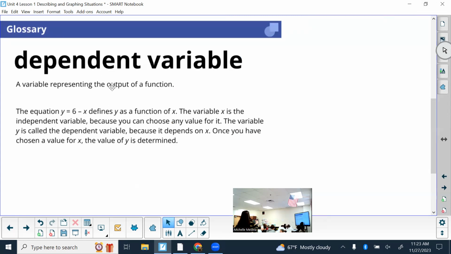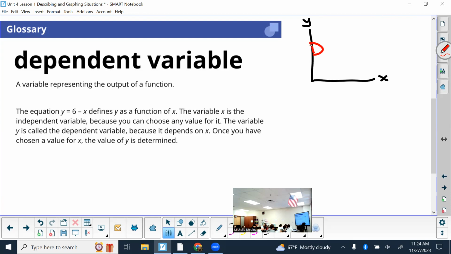So your dependent variable, we've talked about this before, depends on the other variable. So when we're comparing two things, like hours spent working and how much money you make, you got to figure out which one depends on the other, and that's your dependent variable. Where do we usually put the dependent variable when we graph it? On the x-axis or the y-axis? On the y-axis.